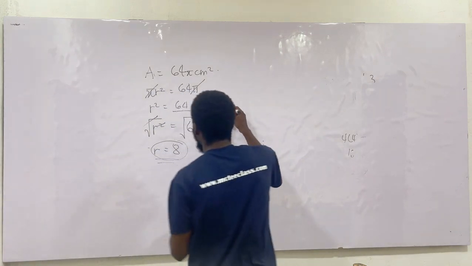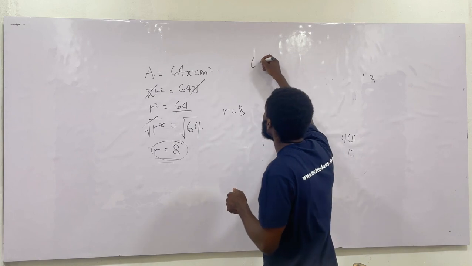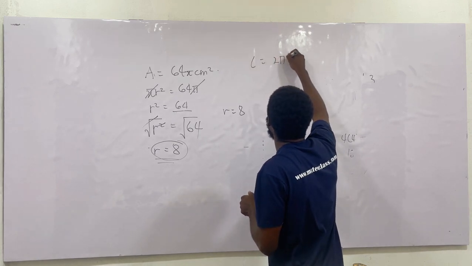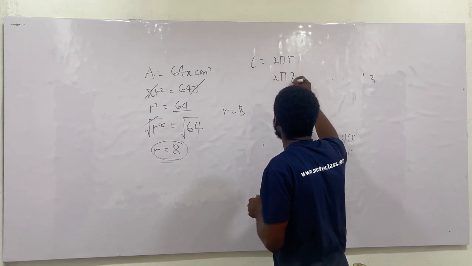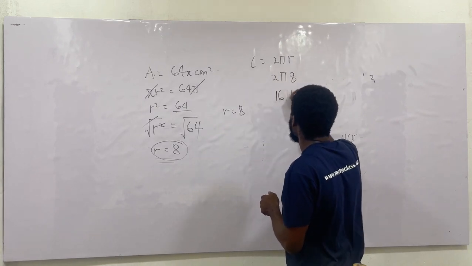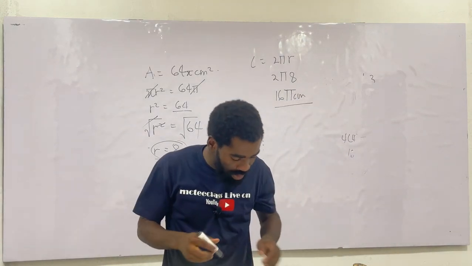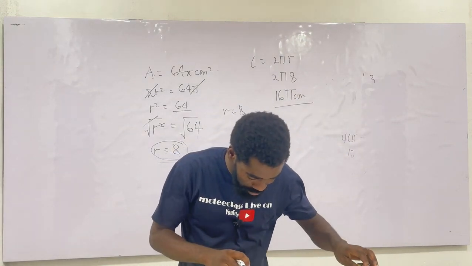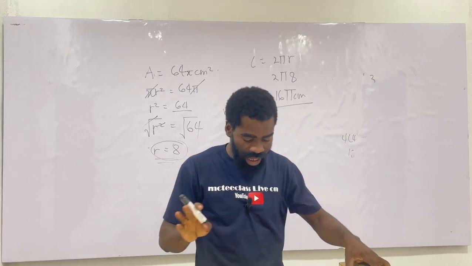Okay, so now we have our radius to be equal to 8. Now circumference, what's circumference? Our circumference equals 2 pi r. So we have 2 pi times 8. That will give me 16 pi cm. Hence, my answer is sitting comfortably at B.